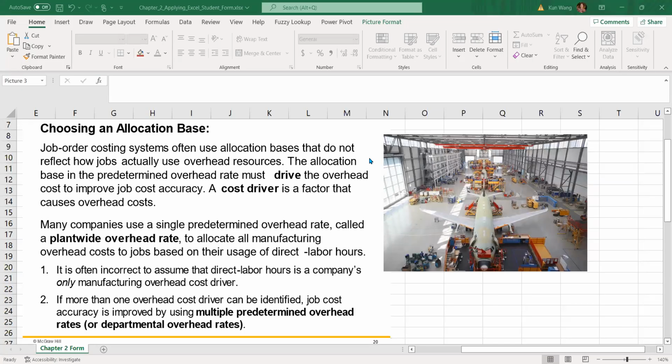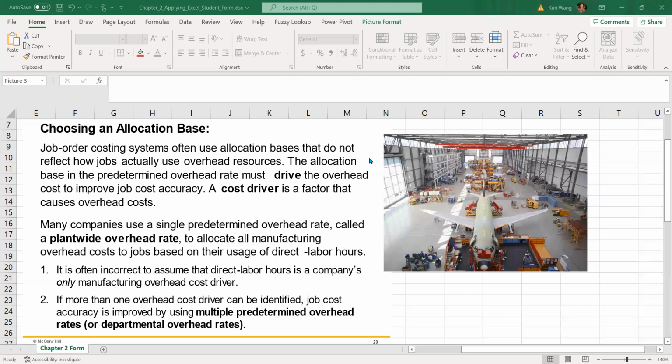Hello, in prior lectures, we introduced allocating the manufacturing overhead using a plant-wide or company-wide predetermined overhead rate. That means for all departments or processes in the company, we use the same predetermined overhead rate, such as the direct labor hours or the machine hours.